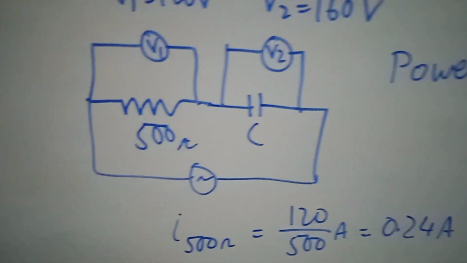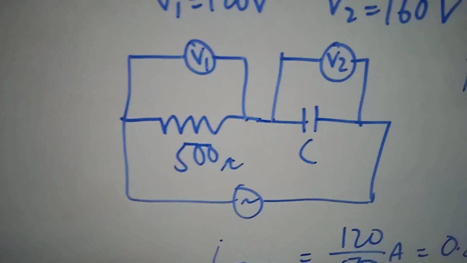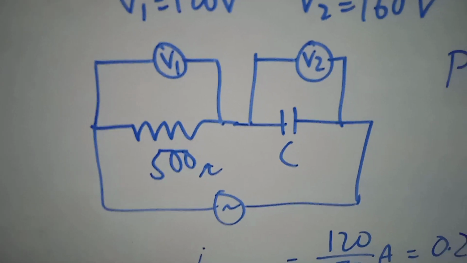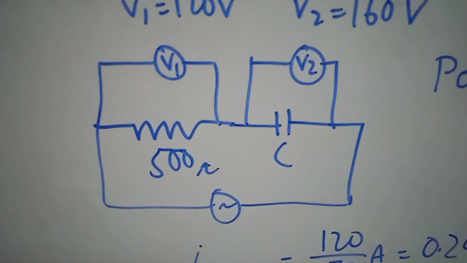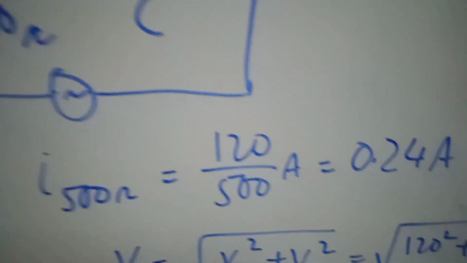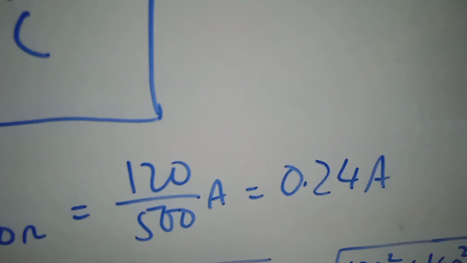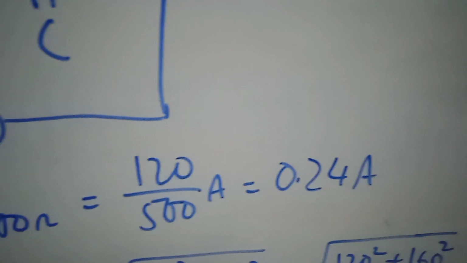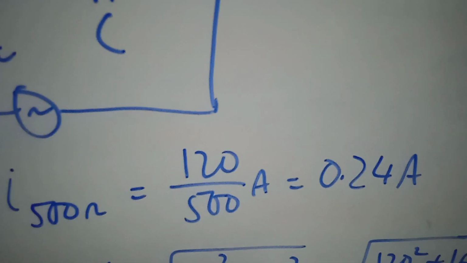So in this case, first of all, since resistance and capacitance are in series, the same current will flow through resistance and capacitance. So I through 500 ohm will be 120 by 500, that is equal to 0.24 amps. So you can do 240 by 1000. So 240 by 1000 will give you 0.24 amps.